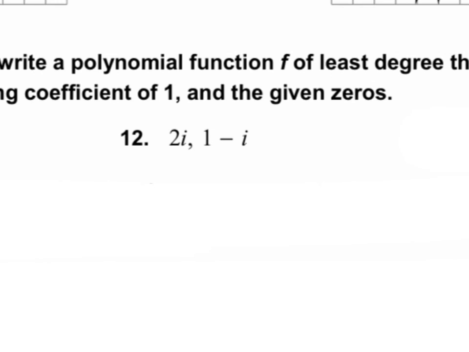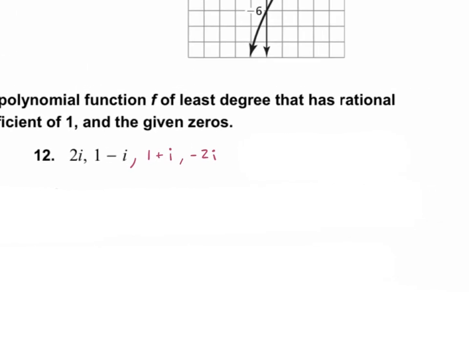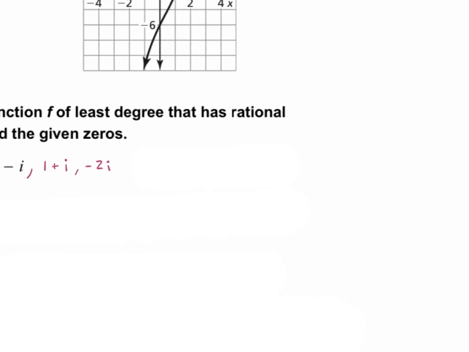So, are we missing any zeros here that's not explicitly given to us? Yeah. What are they? 1 plus I? Anything else? Awesome, negative 2i. So anytime we have i's or square roots, we need the conjugates. So anytime we see an i, we need the positive and the negative. So if it gives us the negative, we have to list the positive. If it gives us the positive, we have to list the negative. And we need the plus or minus of square roots. So for these types of questions, you always need the conjugates of both of these.